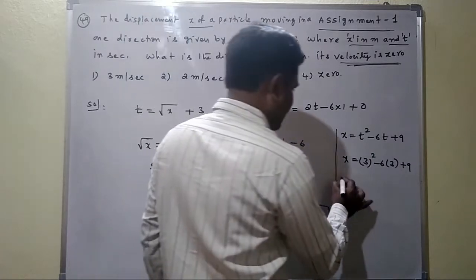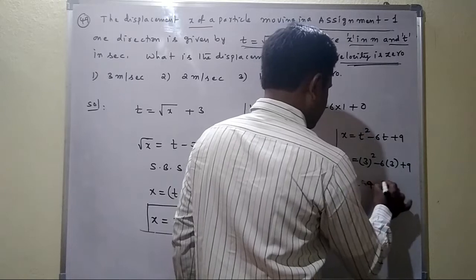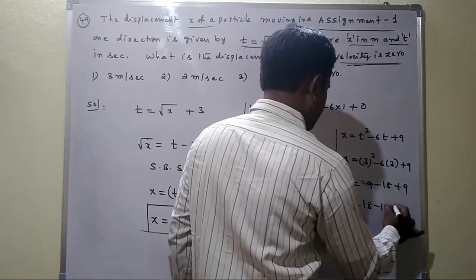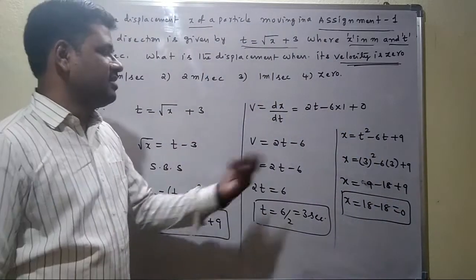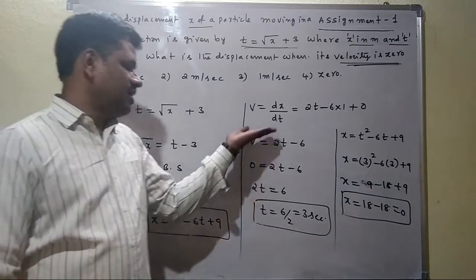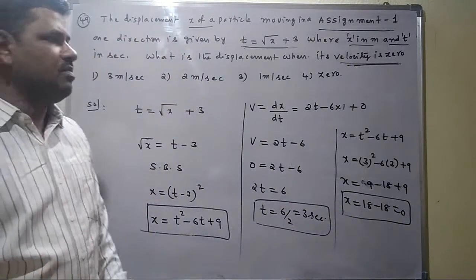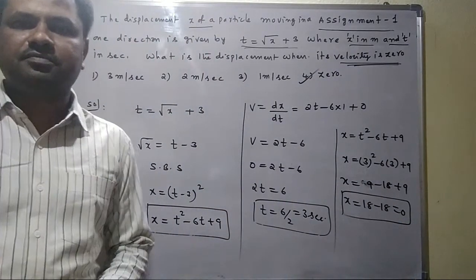Now this is 9 minus 18 plus 9. 9 plus 9 is 18, and 18 minus 18 is equal to 0. This means when the velocity is 0, the displacement is also 0. When the velocity is 0, time is equal to 3 seconds, and at that time the displacement also becomes 0. So which option is correct here? The fourth option is correct here.